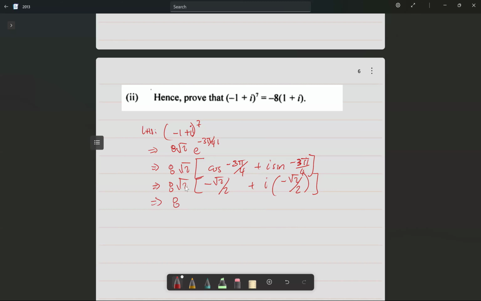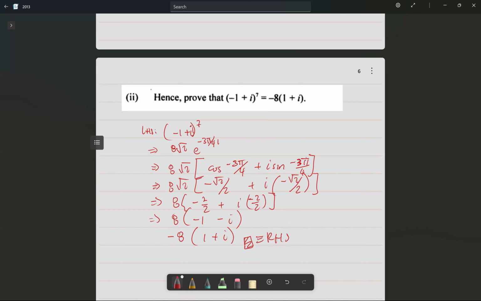The 8 stays here. Square root 2 times this is going to give us 2 over 2 plus i negative 2 over 2. This is then 8 negative 1 minus i. Throw the negative outside, so that's negative 8, 1 plus i. Final answer, right-hand side. Any issues with this part? No, we're good. Okay.